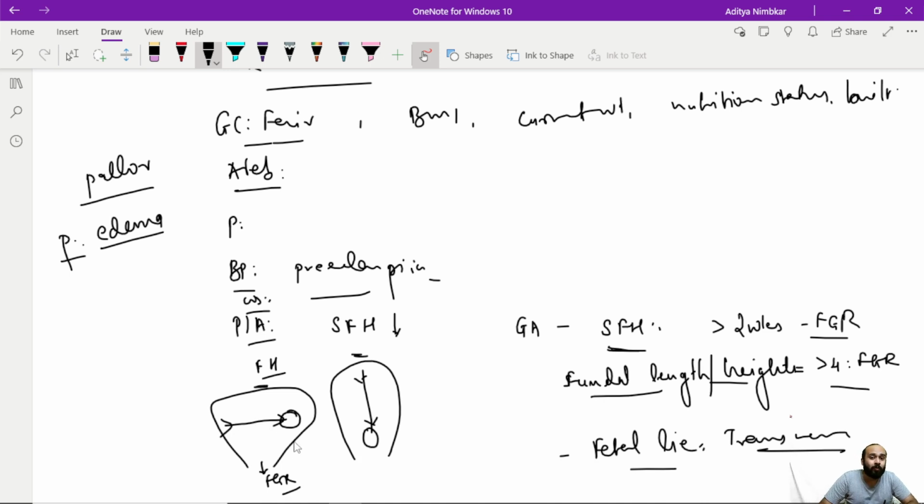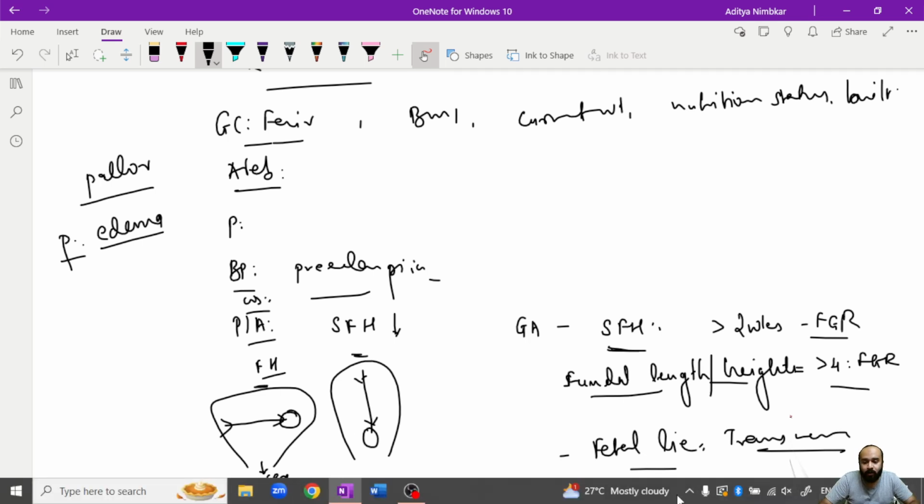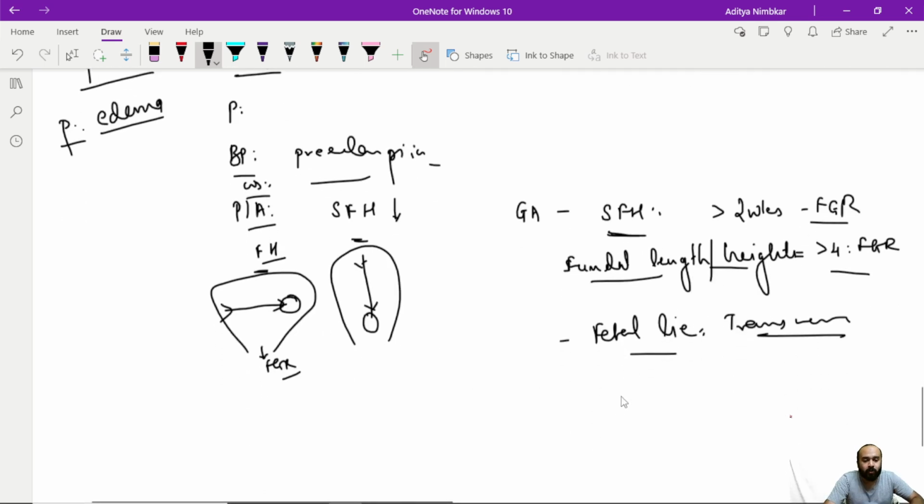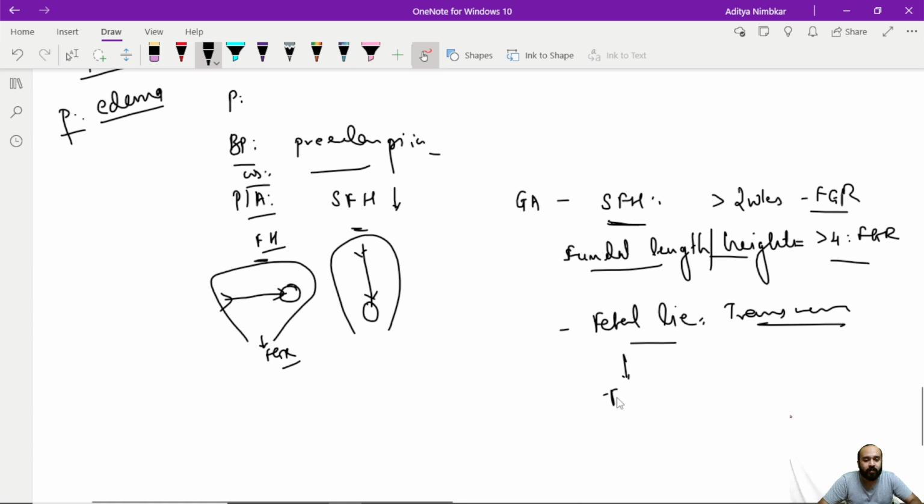Also do the other Leopold's maneuvers to look for the ends, the poles of the fetus. So always check for the fetal lie. Also after fetal lie, check whether the fetal parts are easily felt. If the fetal parts are too easily felt, then there is a risk that this baby might have oligohydramnios.